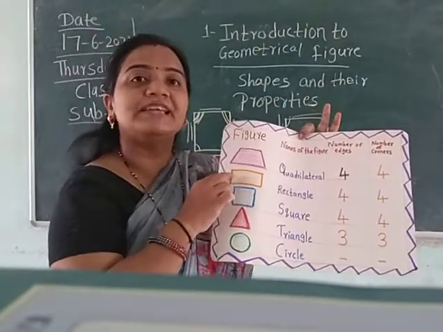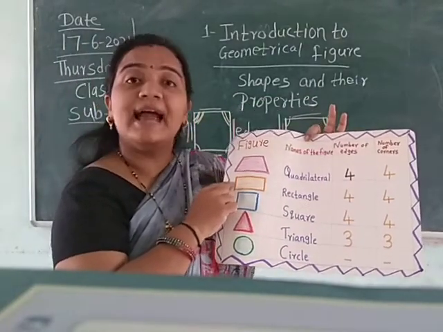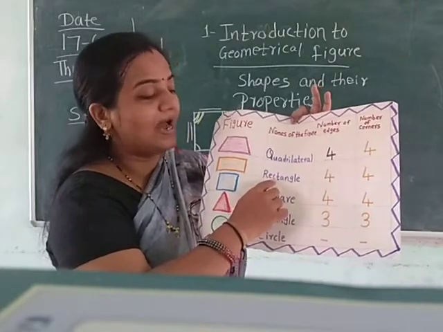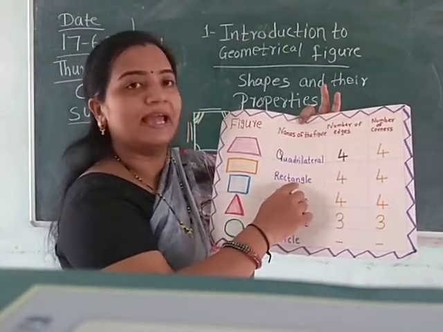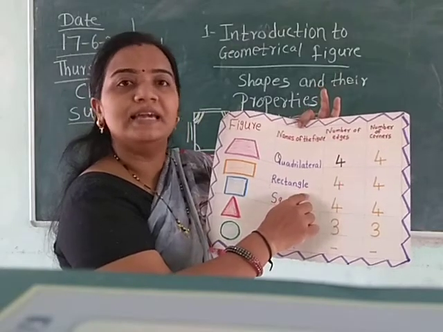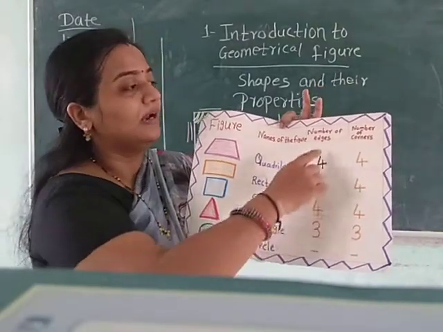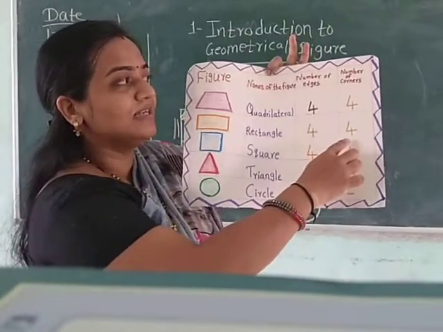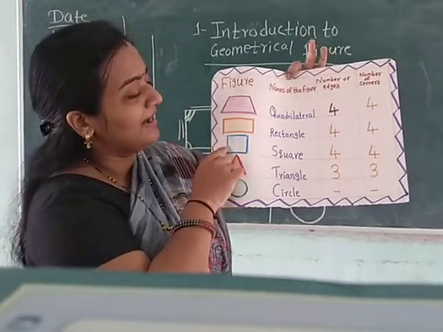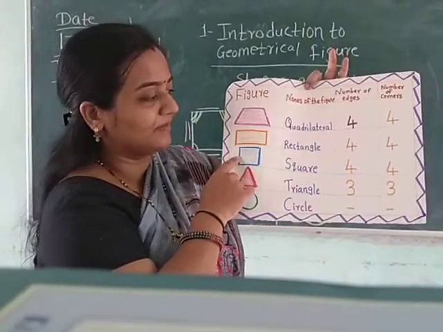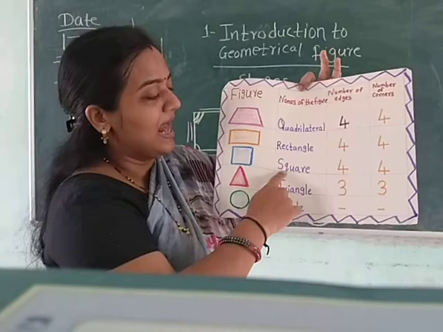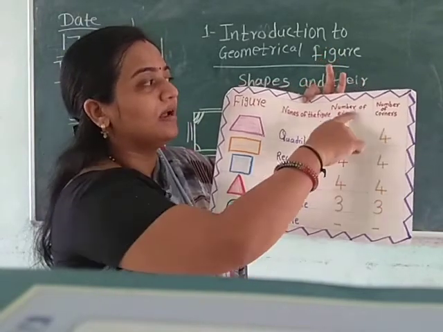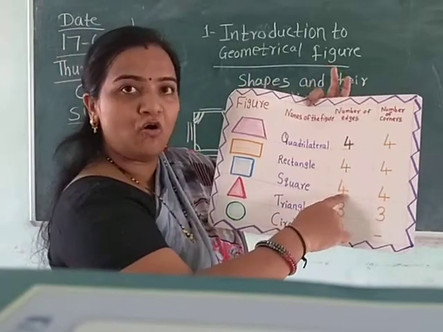Okay. Next figure, rectangle. What is the spelling of rectangle? Rectangle. Number of edges 4. Number of corners 4. Okay. Next figure, square. Spelling of square: Square. Number of edges 4.